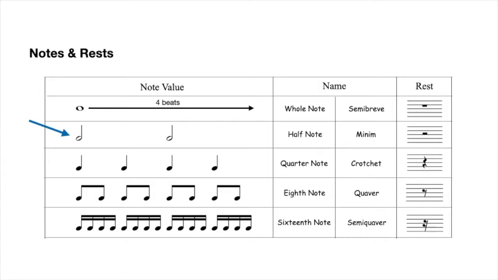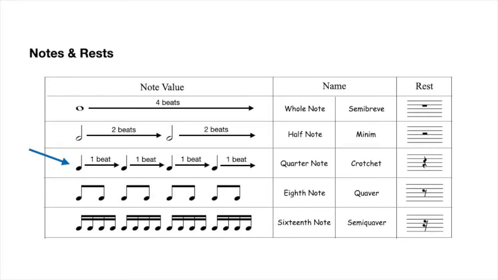A minim or half note has a value of 2 beats. A crochet or quarter note has a value of 1 beat. A quaver or eighth note has a value of half a beat. A semiquaver or 16th note has a value of a quarter of a beat. Okay, you may ask, what is a beat? Well, let's play some music to discover what beat means.